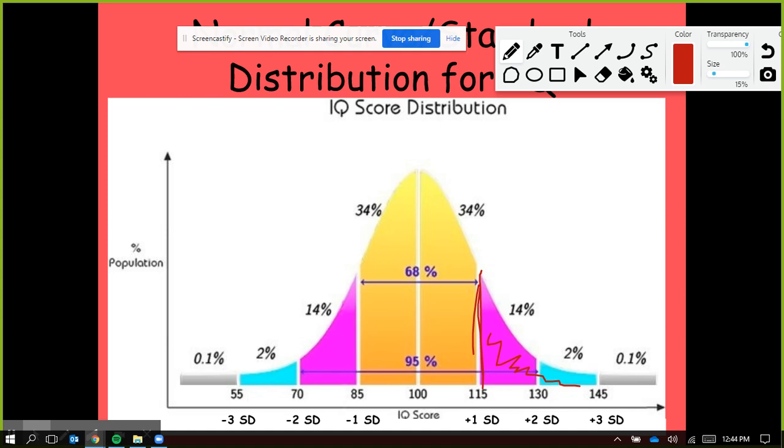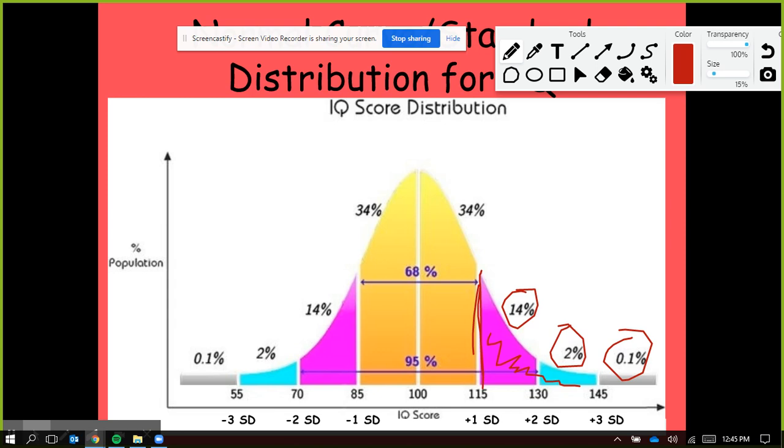All right. The correct answer is 16.1. The way you do that is, 14% of scores are going to be 2 standard deviations above. So 14% are between 115 and 130. 2% are between 130 and 145. And then 0.1% are above 145. You just add those up to find this.